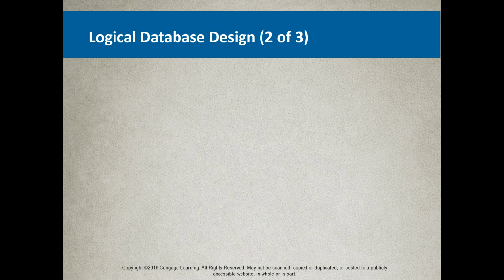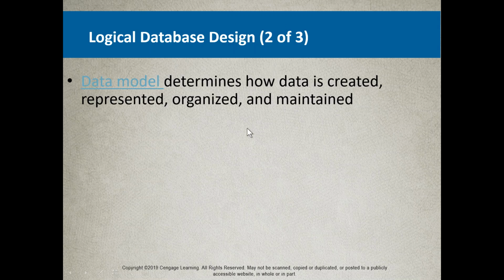All right, we're back. This is part 2 of chapter 3 of Managing Information Systems. We're talking about database management systems, which is a fundamental component of Managing an Information System, MIS. We left off with logical database design, and we're talking about the data model.